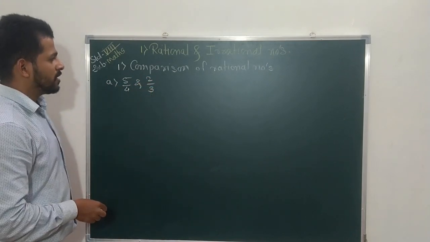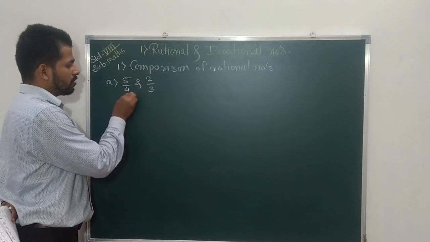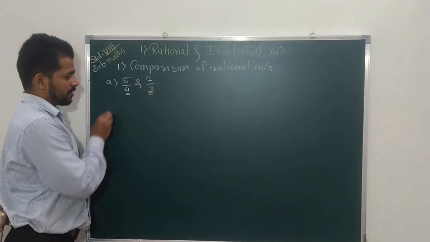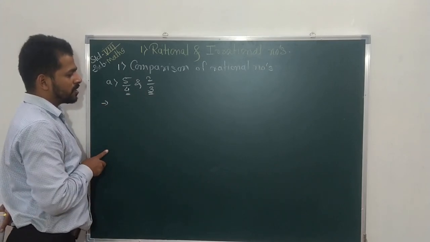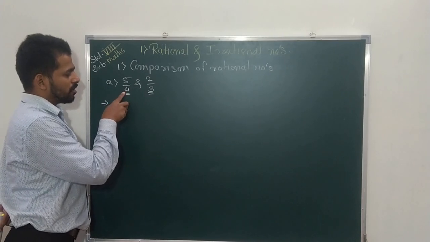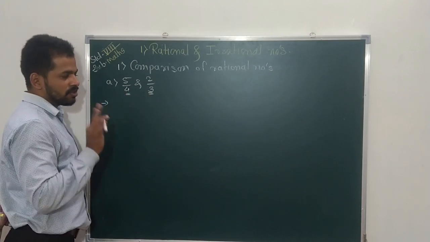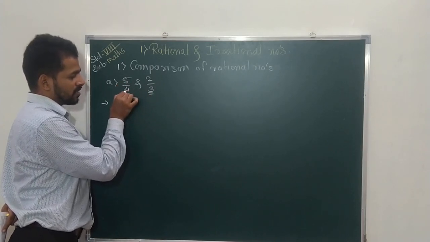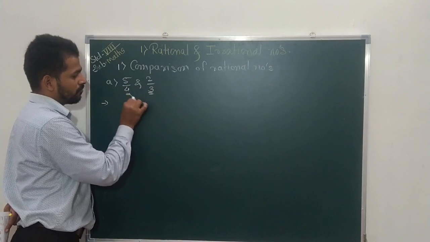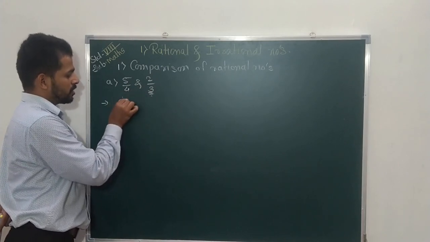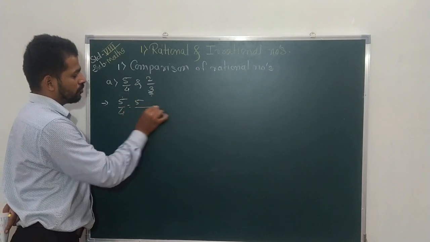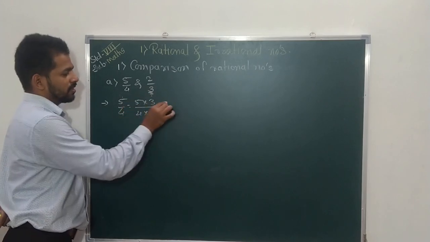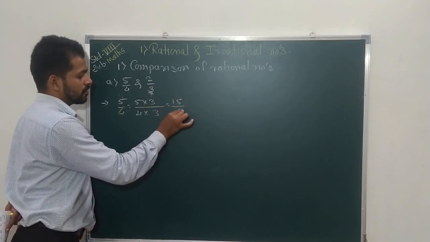When we compare rational numbers, first of all we want the denominators the same. Here the denominators are not the same, so first we have to make the denominators the same. The LCM of 4 and 3 is 12. Or in short, you multiply the first rational number by 3, the other denominator. The first number is 5 upon 4. We multiply the numerator and denominator by 3, that is 5 3s are 15, 4 3s are 12. Equation number 1.